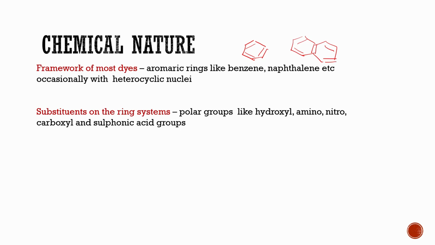And heterocyclic nuclei are also there. Heterocyclic means there is an element other than carbon. So in this, instead of this carbon, if you have a nitrogen or oxygen, it becomes a heterocyclic compound. And there are substituents on the ring which can be polar groups like OH, hydroxy, amino NH2, or nitro NO2, or carboxyl which is COOH, and sulfonic groups which is SO3H.